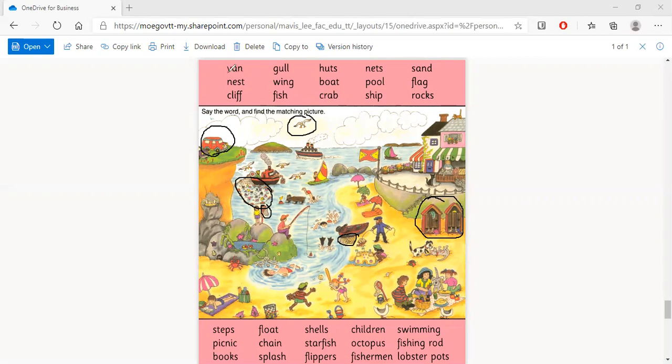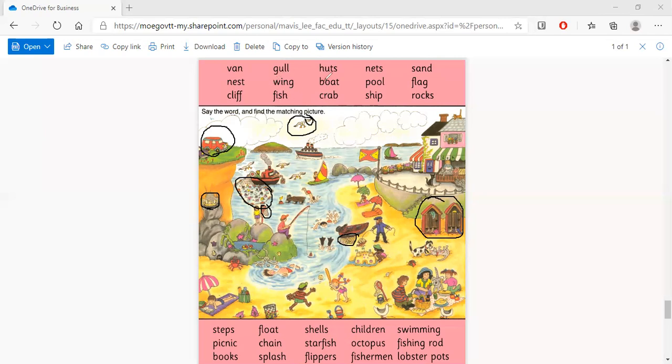Then we have nest. Where will we find a nest? Do you see a nest anywhere? What kind of animal lives in a nest? A bird. Here's a nest hiding right here. Some birds in it. Wing. The bird has a wing. The bird's wing.